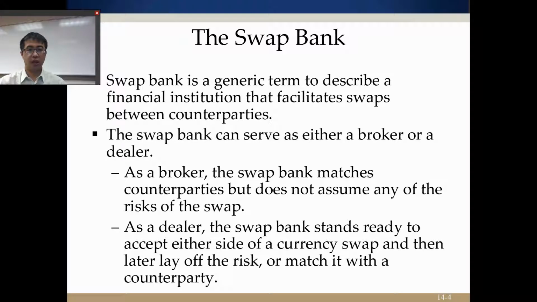And there's also a type of financial institution in the middle as the service party. Okay, so we call them swap banks, and they basically play a role to facilitate the swaps between the counterparties. So the swap bank could function as a broker or as a dealer. As a broker, the swap bank matches the counterparties, but this broker does not actually possess any loans or issue any loans. So in other words, the brokers do not have inventory. They only do a matchmaking job.